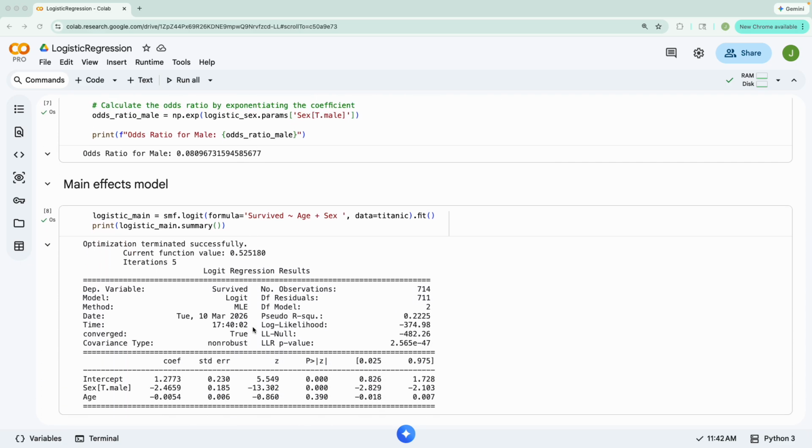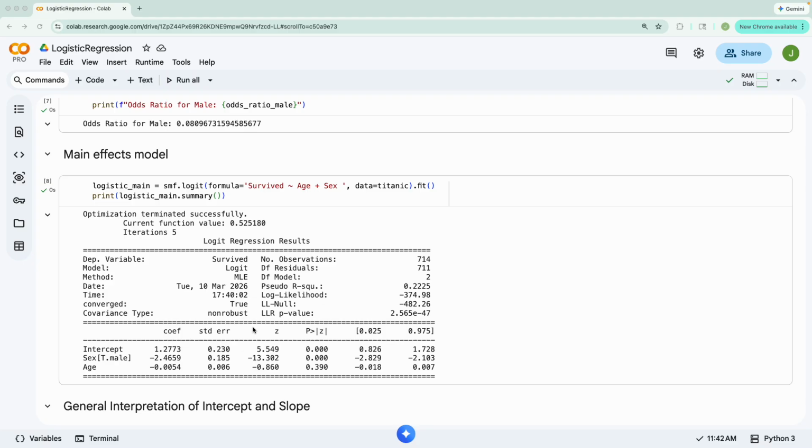We could look at what's called a main effects model, which would be, hey, I have two variables. Why limit myself to just using one variable? Both age and sex seem to affect it. So when we account for age and sex, it looks like the thing that determines survival is not actually age, but it happened to be gender.